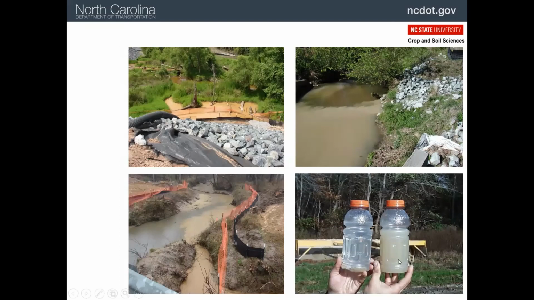So this is an example here of, I guess these are Gatorade bottles, looks like, turbid water, and then it was treated, and you can see what happened. All the turbidity got clumped and settled to the bottom. And so there's a number of ways we can deploy this technique on construction sites to get this turbidity at least reduced.